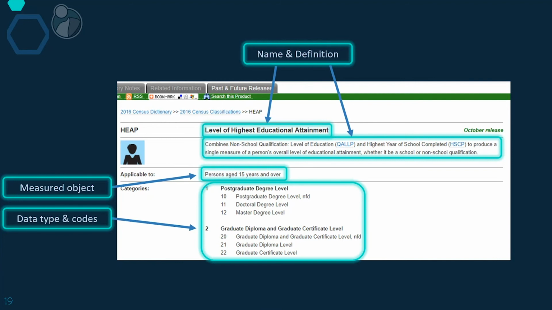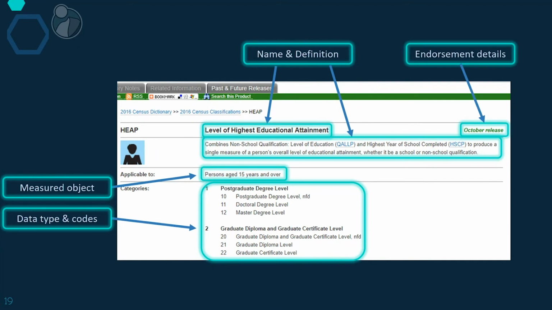It also has information about the data type and the codes. Even though this looks like a number, I can't use it as a number. I couldn't find the average highest level of educational attainment, because the average of 1 and 10, being a postgraduate degree and then a specialization of a postgraduate degree, would get me somewhere in a high school level value. So I know that I can't treat this as a standard number. It needs to be treated as a list of codes instead, even though it might be stored as a number when it's physically stored in a database.